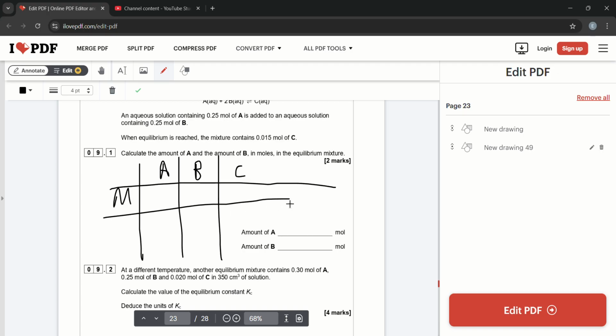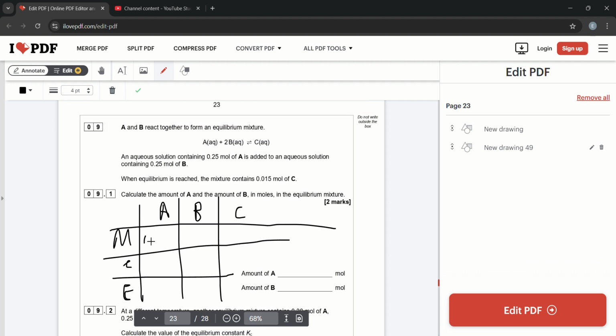M, C, E. The moles, in this case, of A is 0.25. The moles of B is 0.25. The moles of C we don't know, so we're going to assume it is 0. Equilibrium moles of C is 0.015, so we're going to add 0.015, and for adding 0.015 here, we're going to subtract 0.015. And here, we're not going to subtract 0.015, we're going to subtract 0.015 times 2, because it's got 2 moles.